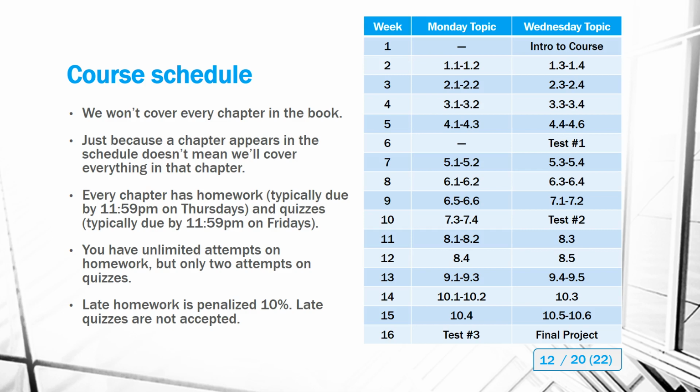So for week 10, there's going to be an exception made on that Tuesday of week 10. The homework for 7.3 and 7.4 and the quiz for Chapter 7 will come due on that Tuesday of week 10, so that you can get that out of the way before you take the test. Other than that, it's typically going to run, homework due on Thursday, quiz due on Friday.